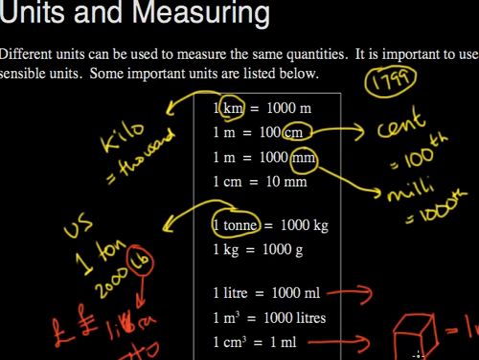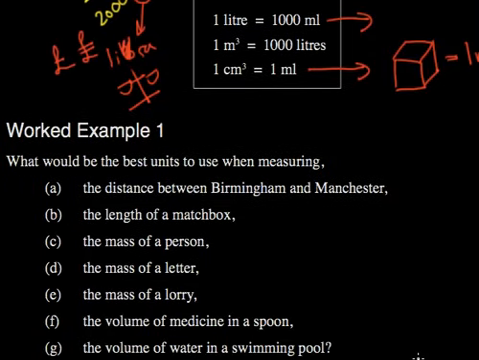So let's have a look at the first worked example here. Just when would you use these units? If you're trying to measure large distances between two cities, you're going to use kilometres. That's the best unit to use. If you used centimetres, it would be far too big of a number, so we're going to use kilometres here. The length of a matchbox, if you can hold it in your hand, then it's going to be either millimetres or centimetres.